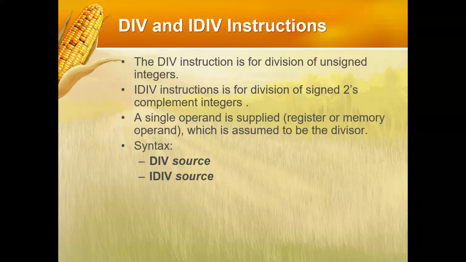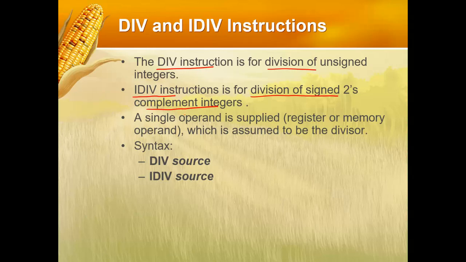Okay, so now we go to the DIV and IDIV instructions, another arithmetic instruction in assembly language. The DIV and IDIV instructions are used for division operations, for unsigned and signed numbers. For the DIV instruction, we normally use it for divisions of unsigned integers. And the IDIV instruction is normally used for divisions of signed two's complement integers.